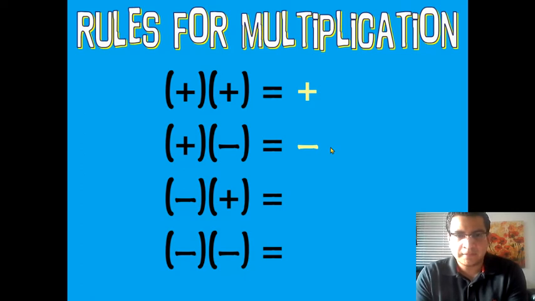This one here, we have positive times a negative is a negative. Negative times a positive is a negative. And a negative times a negative is a positive.